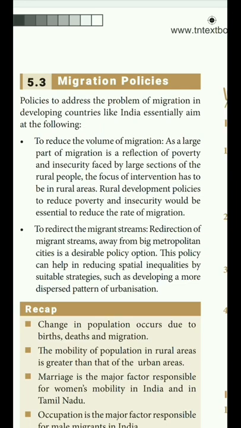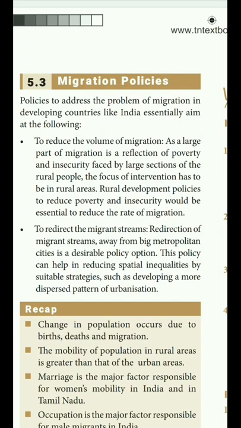How can we reduce the volume of migration? A large part of migration is a reflection of poverty and insecurity faced by a large section of the rural people. Mostly rural people from villages are facing poverty and insecurity. They have no security. The focus of intervention has to be in rural areas. This has happened mostly in rural areas compared to urban areas. Rural development policies to reduce poverty and insecurity would be essential to reduce the rate of migration.